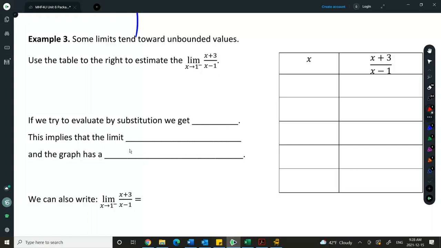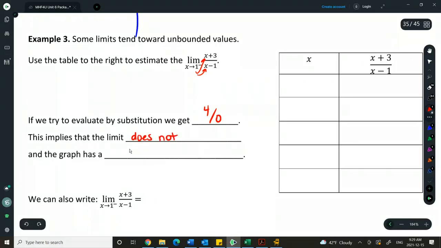So if we try substitution, and I plug in 1 here and here, I'm going to get 4 over 0. This implies that our limit does not exist. We know 4 over 0 is an undefined value. We know that's not possible. So this is going to imply that our limit does not exist, and the graph has a vertical asymptote, as we said.